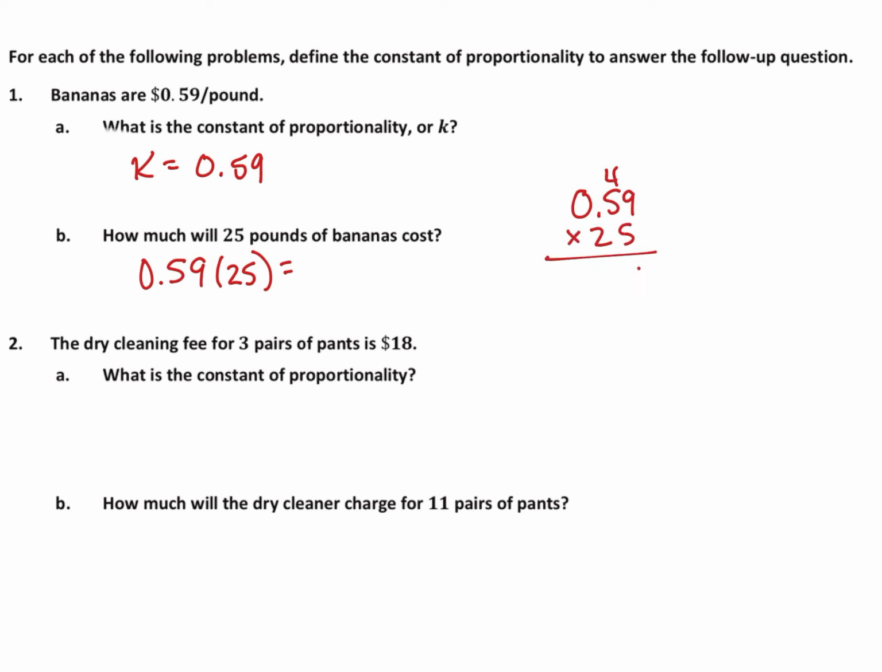Nine times 5 is 45. 5 times 5 is 25, plus 4 more makes 29. 5 times 0 is 0, but plus 2 more, we need that extra 2 up there. Then we need a place value spacer. 2 times 9 is 18. 2 times 5 is 10, plus that 1 on top makes 11.